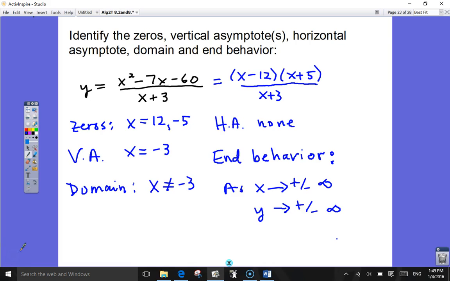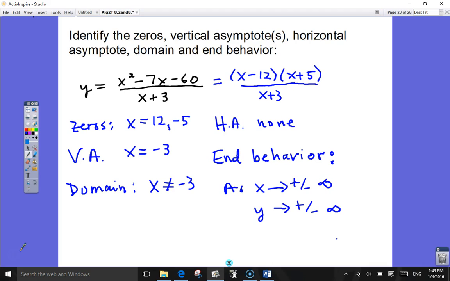So how did the numerator factor? X minus 12, x plus 5, right? And what did that make the zeros of the function? 12 and -5, right? The vertical asymptote is x equals -3, the zero of the denominator. That makes the domain x does not equal -3.